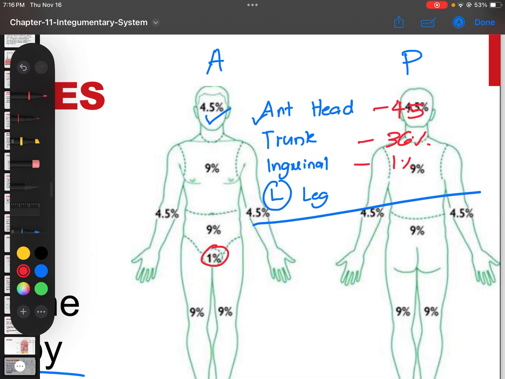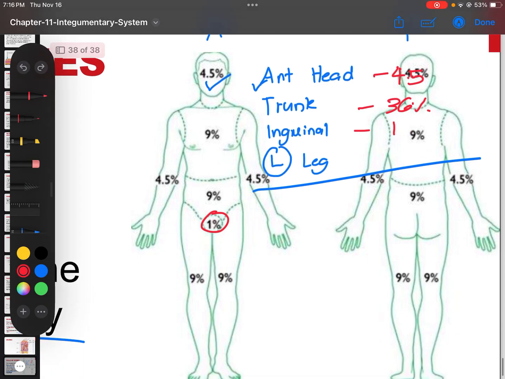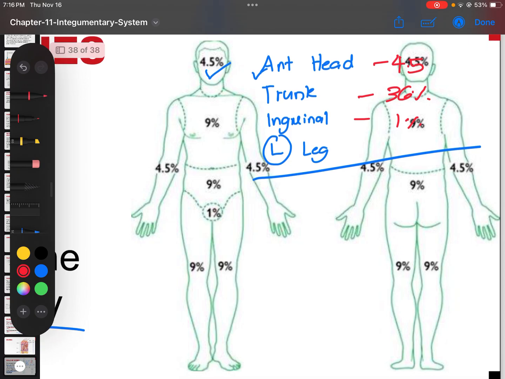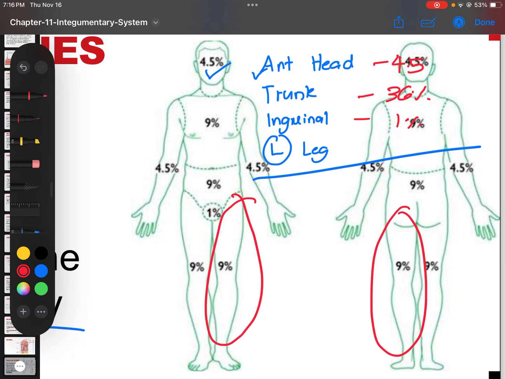Next is our inguinal, class. Obviously, it is 1%. And lastly, class, is our left leg. Now, class, since I did not mention if it is anterior or posterior, we have to assume that it is the entire left leg that is burned. So this is the left leg, but this is also the left leg. So 9 plus 9 is 18.